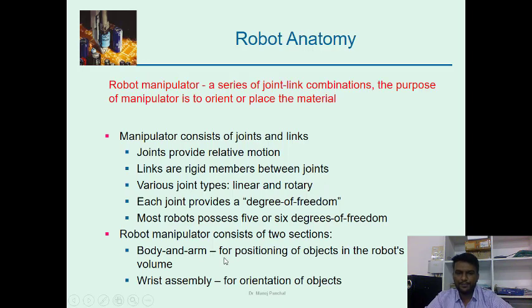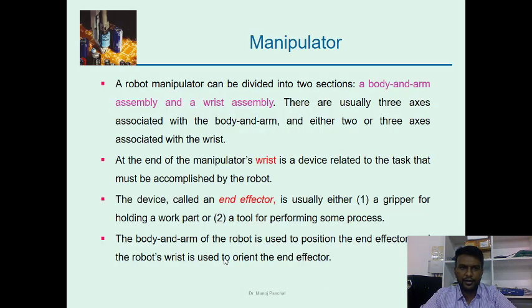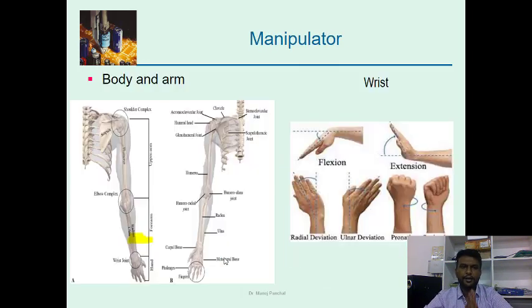Body and arm, when you compare with the human, the figure is there in the next slide. See, here is the figure. You compare with the human. This is the human shoulder connection, and here you have the wrist assembly. There are two things here. No need to remember anything. Just observe your shoulder joint, elbow joint, and the wrist joint. That is all about the definition of the robot, how it is constructed. That is the anatomy of the robot.